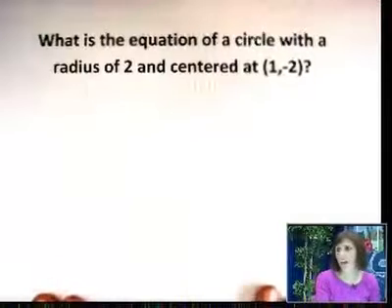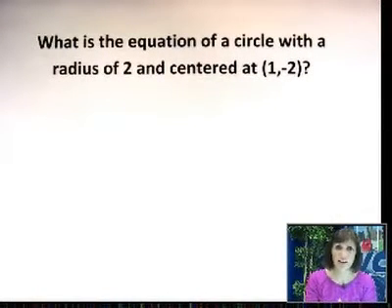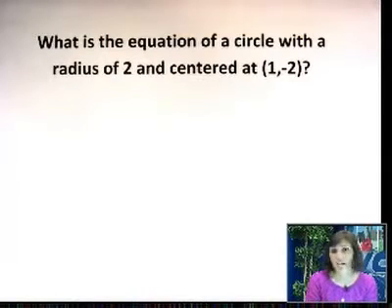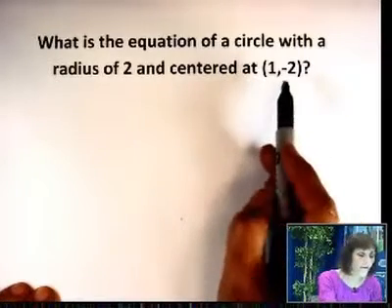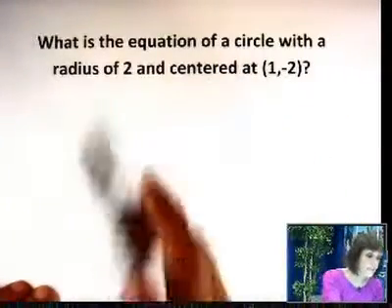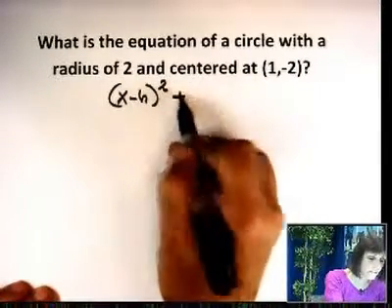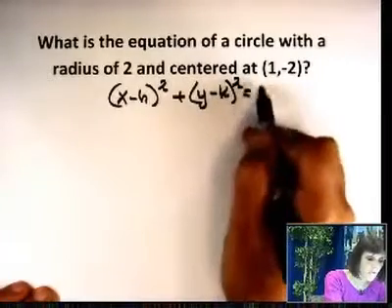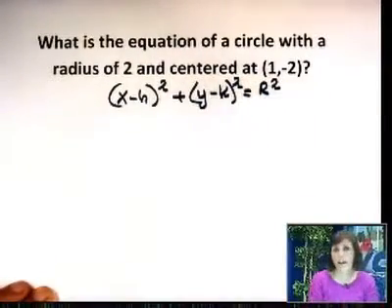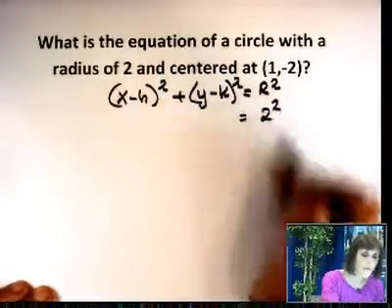You may also be asked to write the equation, not given the equation, write the equation given the description. Here we go. What's the equation of a circle with radius 2 and centered at 1, -2? Work backwards. Here we go. X minus h squared plus y minus k squared equals r squared. It's easy. R squared is 2 squared.